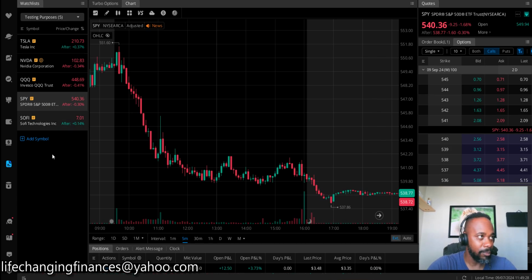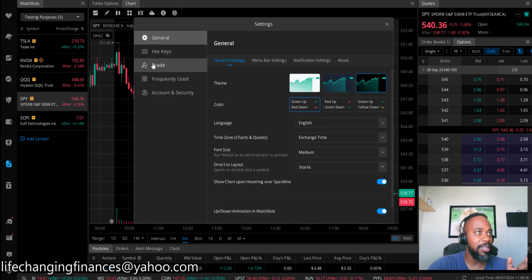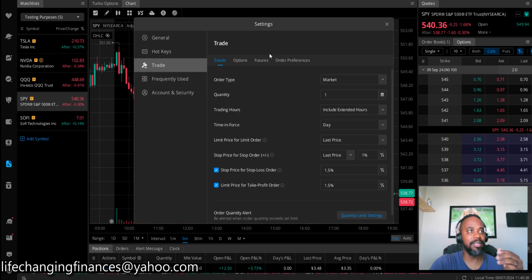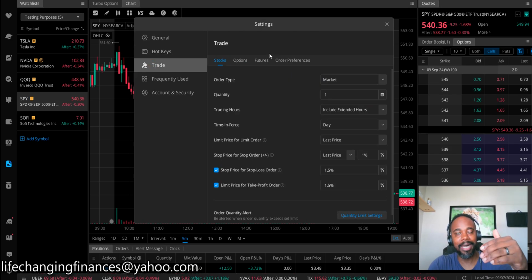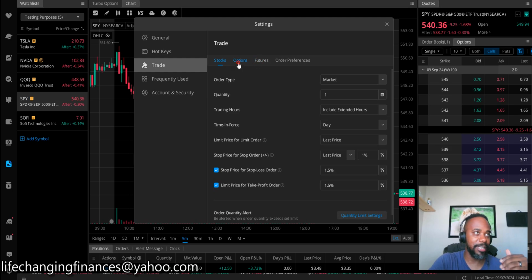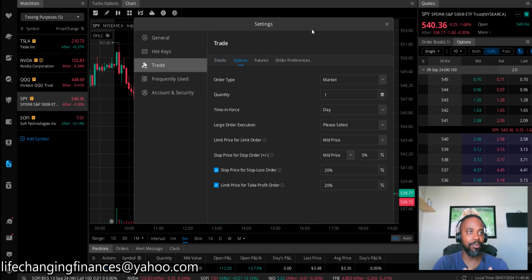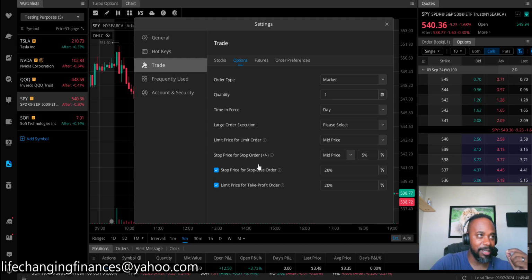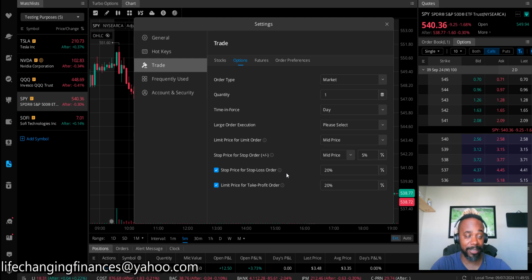day traders. Okay. Now, one important thing here, if we come down to the bottom left, there's settings. And so you're going to click trade. And this is going to help you set up your automatic buys and your automatic sales. Okay. So for example, by default at the bottom here for stop price for stop loss, meaning if I've got $10,000 and I trade $100 per trade, and I know the most I'm willing to lose is $20 per trade, guess what? I put 20% here.